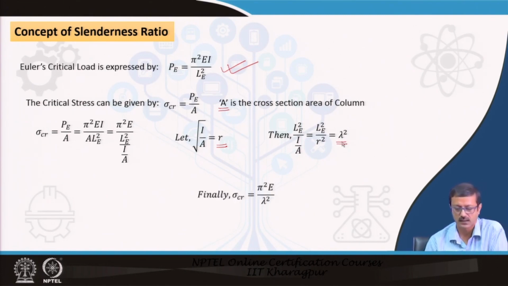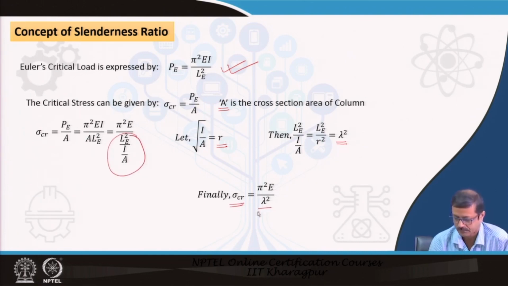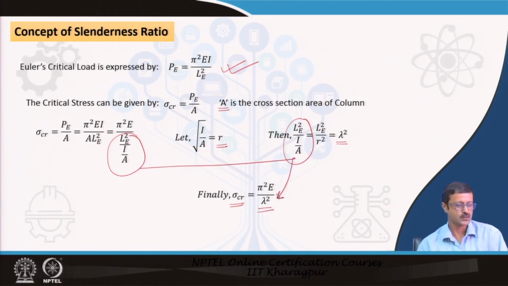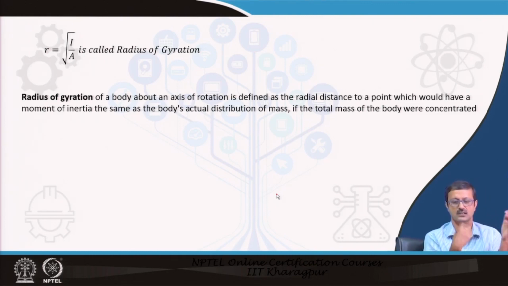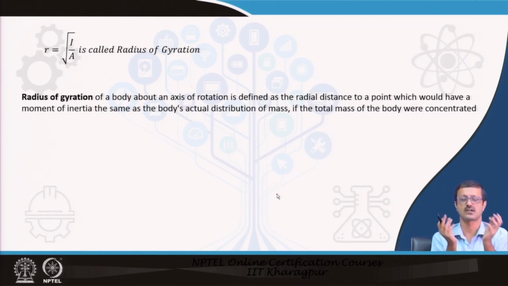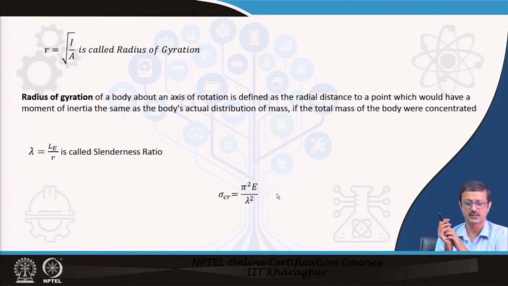So, finally, the critical value of the stress is nothing but pi square E, and this whole thing now becomes lambda square. Now see that this, under root I by A, is called the radius of gyration. It is again a fictitious or imaginary ring, where we can assume that in a rotation the mass is concentrated, or in this kind of rotational case the actual distribution of mass is concentrated over there, and lambda is nothing but the slenderness ratio.